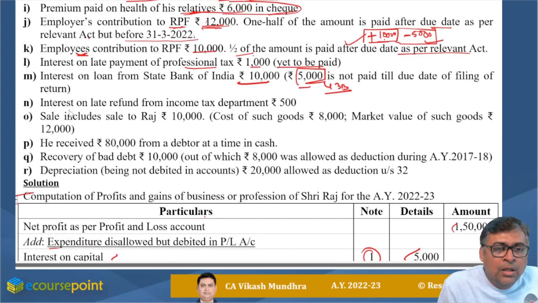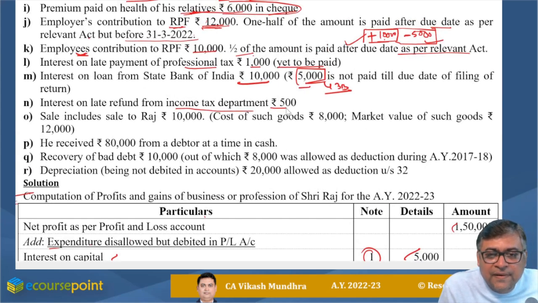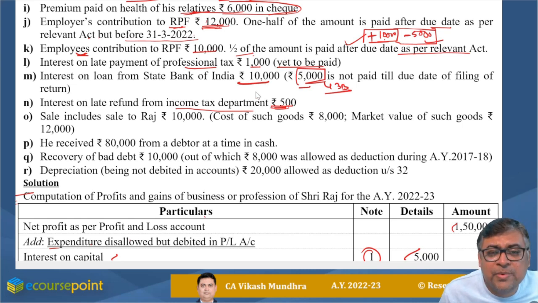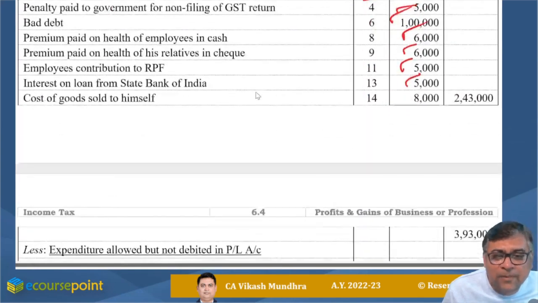Next, interest on late refund from income tax department rupees 500. This is the credit, you got rupees 500 as interest on late refund from the income tax department. Surely this is your income, but this should not be considered under the head PGBP. It should be taxable under the head income from other sources.